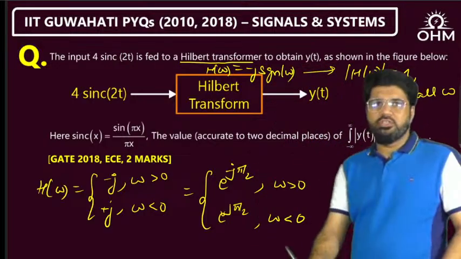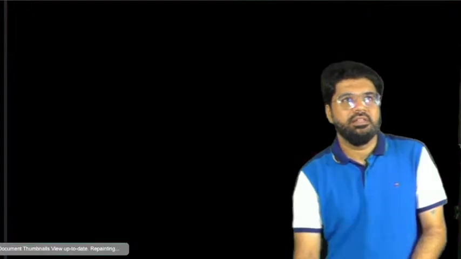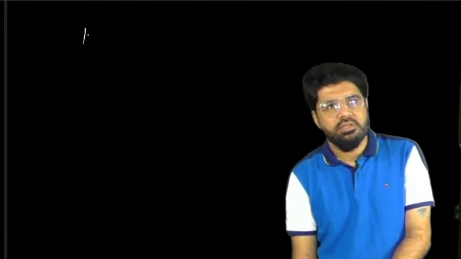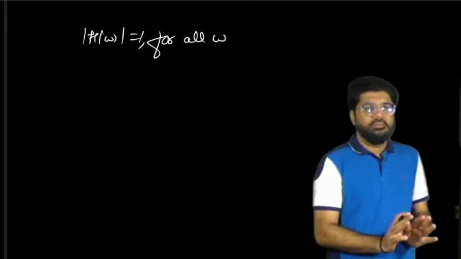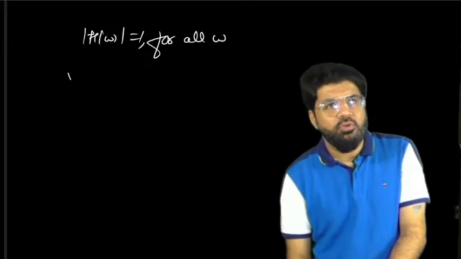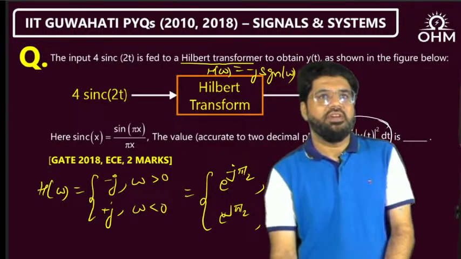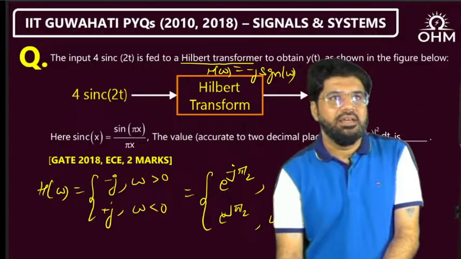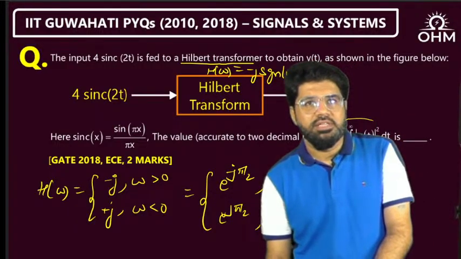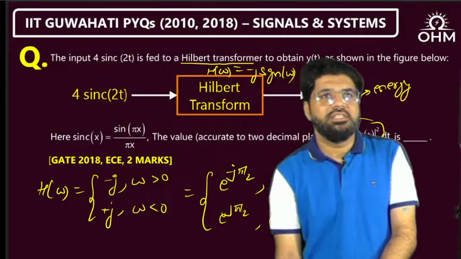This is the important point. Let me write it here: modulus of H omega equal to 1 for all omega. If I use this knowledge, then see the output of any system in the frequency domain. The question is on the integral from minus infinity to infinity of mod yt square, that is like energy. This question is the energy of the output. This is the energy expression, we know this.